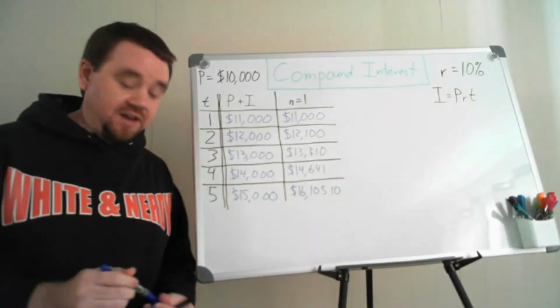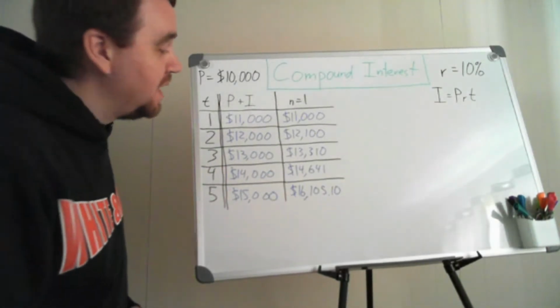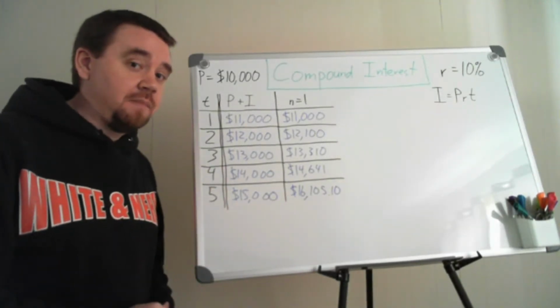$1,105.10. If I could memorize all of that, I would be a genius. So yes, I am cheating. I have these written down, but I leave it to you to verify that I did my math correctly.